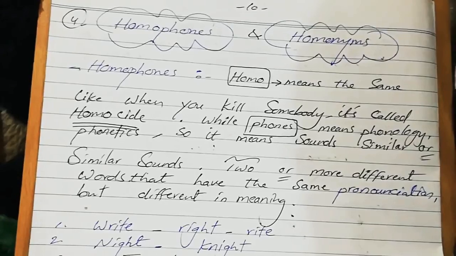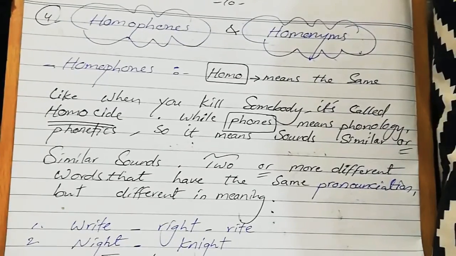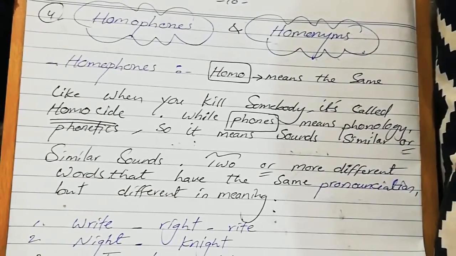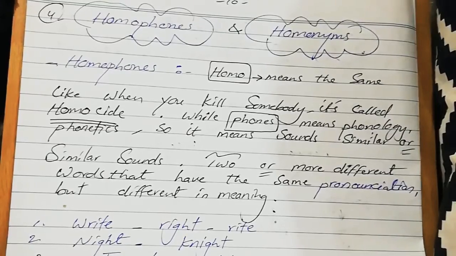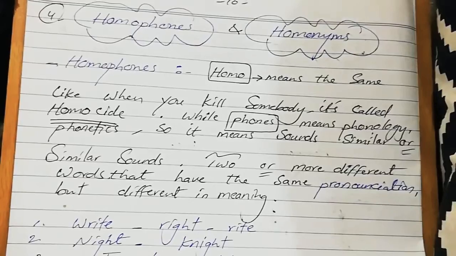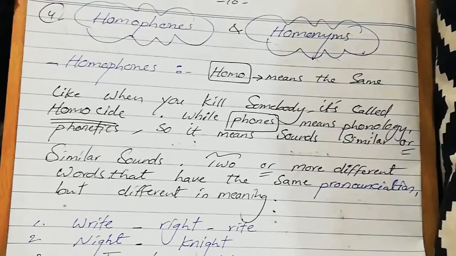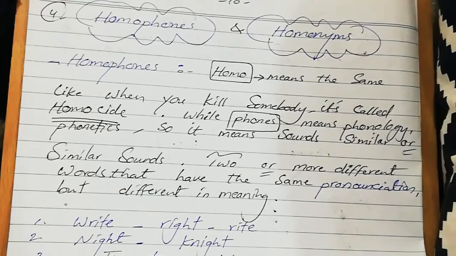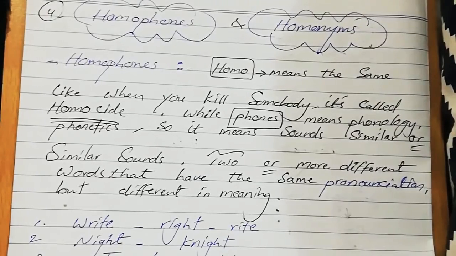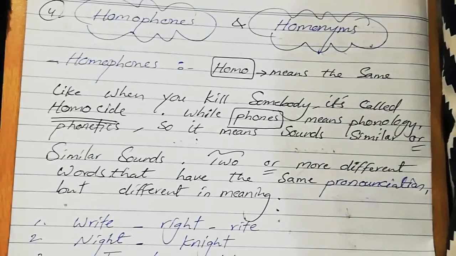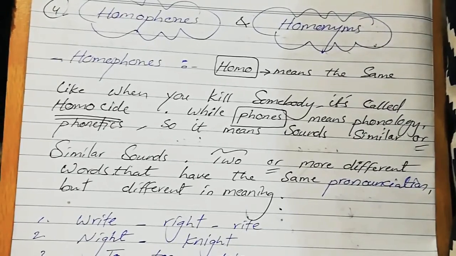Now let's come to the fourth one, which is homophones and homonyms. Now homophones: homo means the same, like when you kill somebody, it's called homicide, while phones means phonology, phonetics, so it means similar sounds. Two or more different words that have the same pronunciation but different meaning. When two or more different written forms have the same pronunciation but different meaning, we can describe it as homophones.